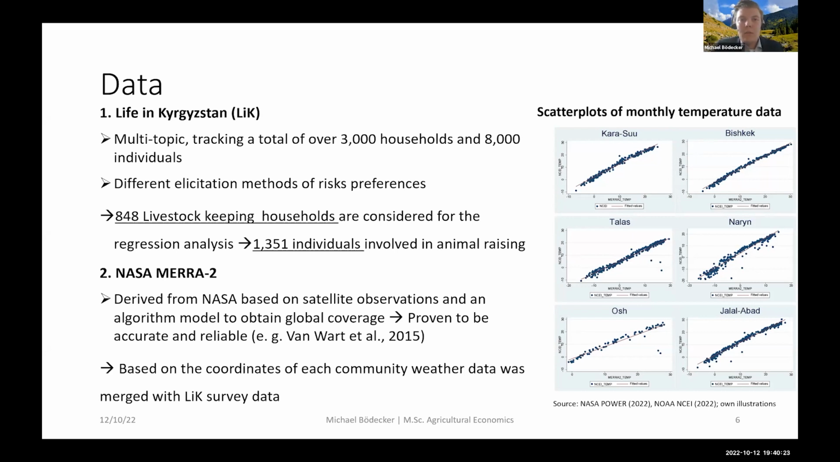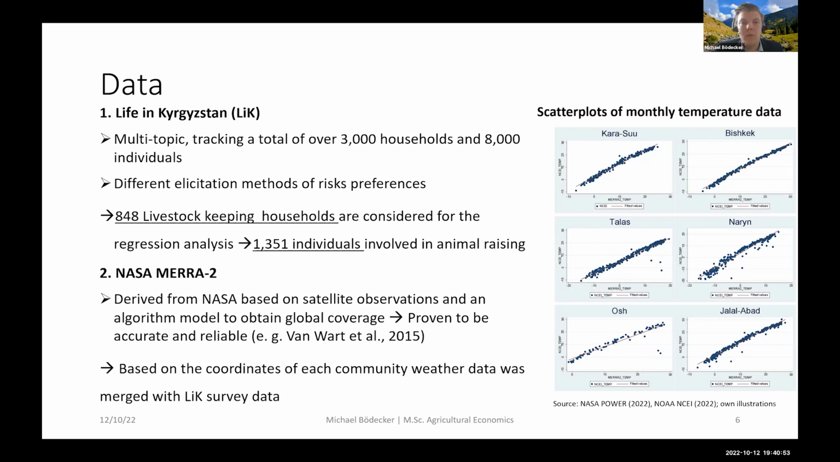In total there were 3,000 households and 8,000 individuals, but unfortunately I could only use 884 livestock keeping households of them and 1,351 individuals for my regression analysis. And the second thing was the weather data. In Life in Kyrgyzstan, it was also asked about weather shock experience, but this represents a more subjective approach. And I was using external weather data by NASA MERRA-2.